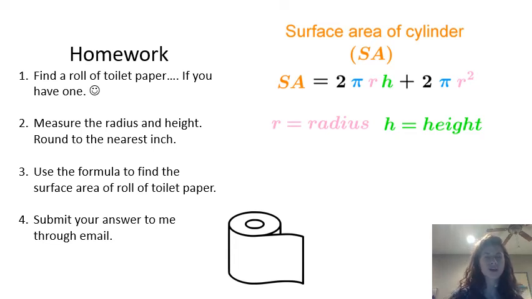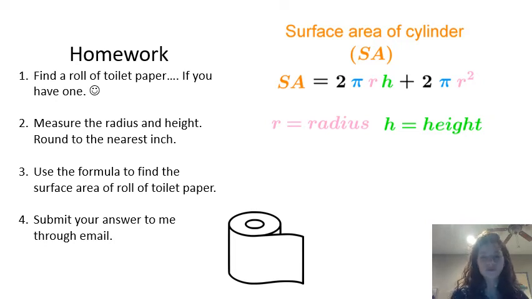All right, so you're going to find a roll of toilet paper if you have one. I hope you guys have toilet paper at your house. I'm down to my last 2 rolls, so we'll see how that goes. And I only have these 2 rolls because my cousins gave them to me, so maybe I'll have more luck at Target tomorrow. We'll see.